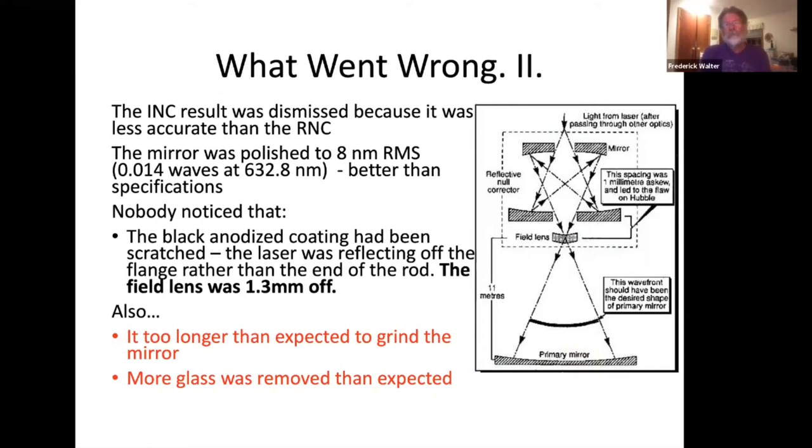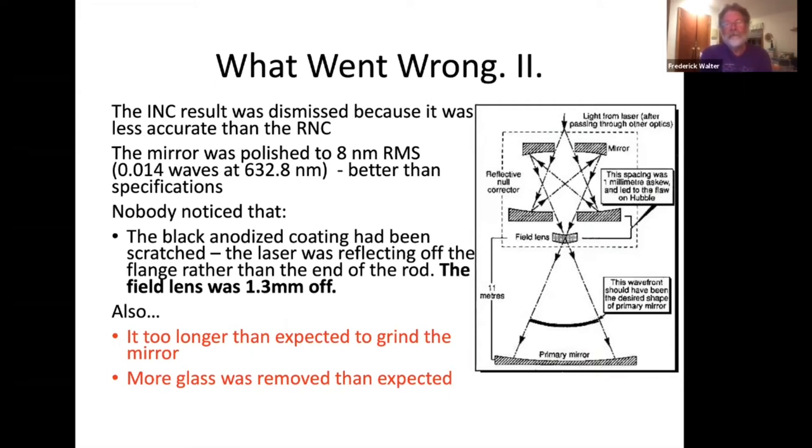Well, assuming that it was correct, they polished the mirror to 8 nanometer RMS. 8 nanometers is about 80 angstroms, the size of about 80 atoms. So it's a very smoothly polished mirror. It's in fact the best mirror ever made. It deviates, those of you who are amateur astronomers, by just about 1/70th of a wave in red light. That's much better than specifications.